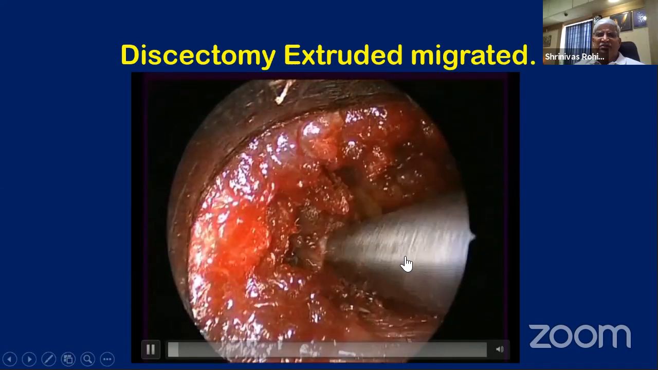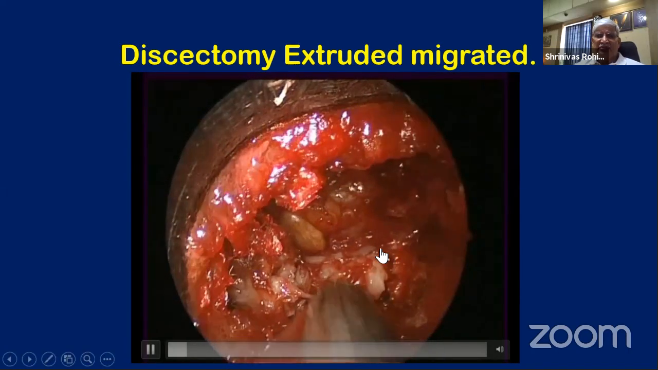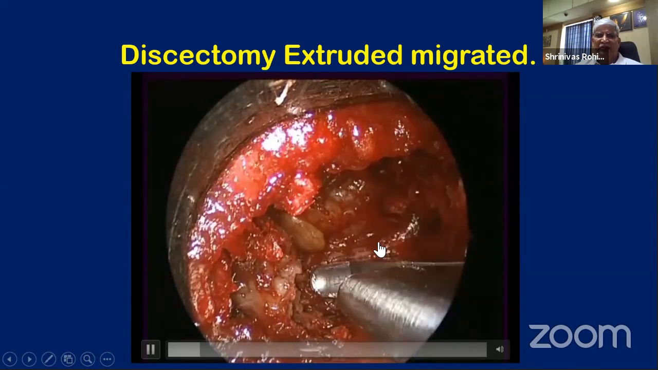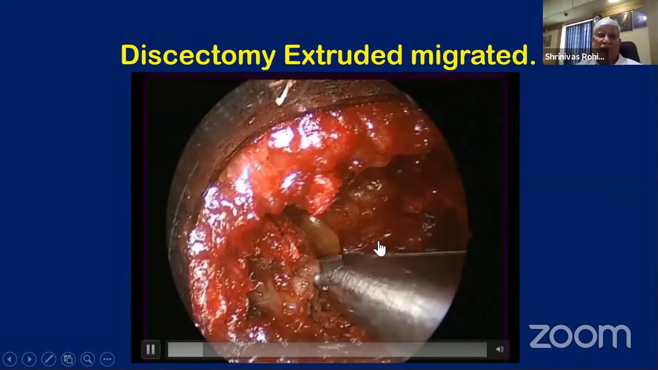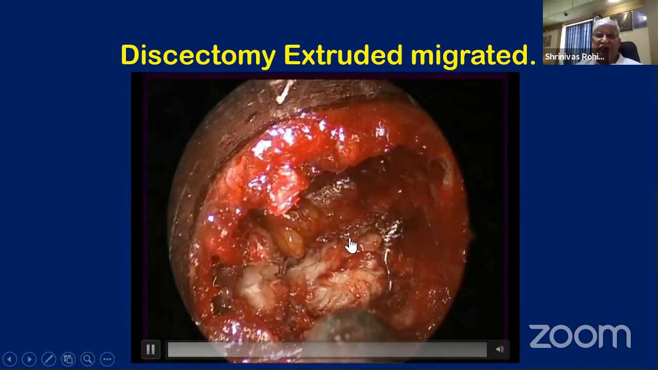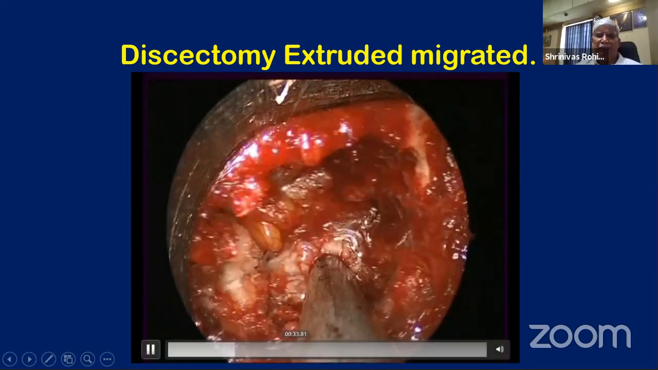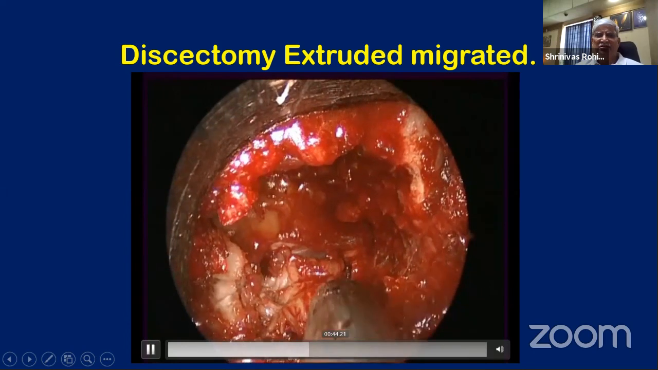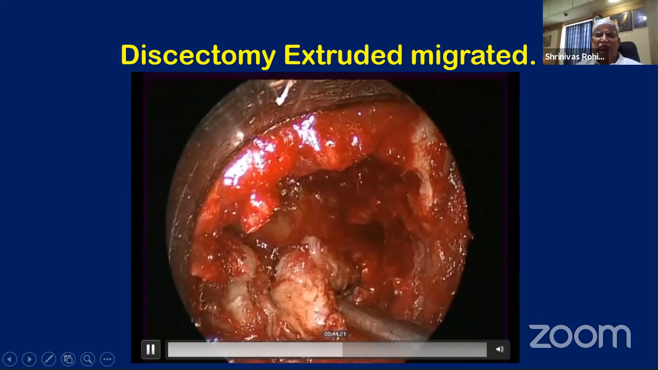Then we decompress the traversing root here. This is extruded disc here. Laterally, you are here. And this is the extruding disc. We are mobilizing the extruded disc. And then we are removing it.